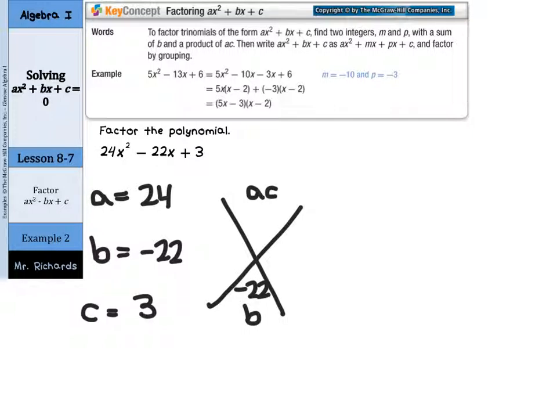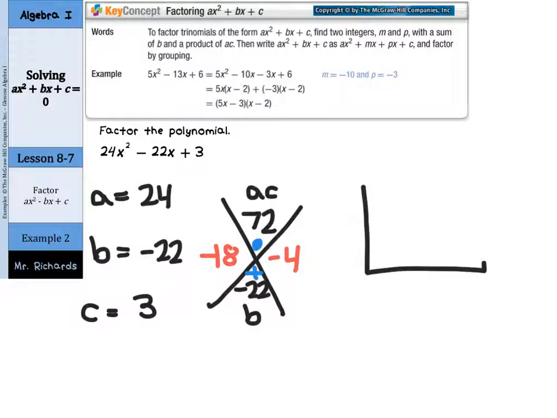Multiplying A times C, 24 times 3, results in 72. So I'm now looking for two numbers that multiply to be 72 and add up to be negative 22. Well, if I'm getting a negative sum, that means I'm looking for two negative numbers, since a negative times a negative is going to be a positive. Now, getting these two may take a little extra work, but I can tell you negative 18 multiplied by negative 4 is going to get you 72. And of course, negative 18 plus negative 4 is negative 22.